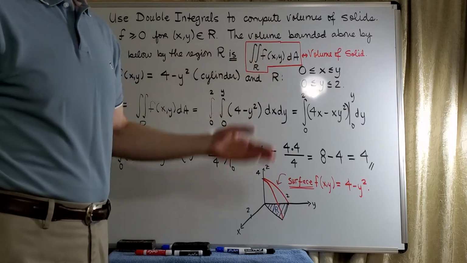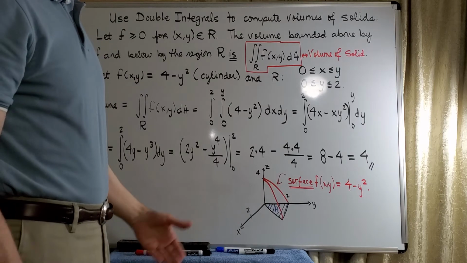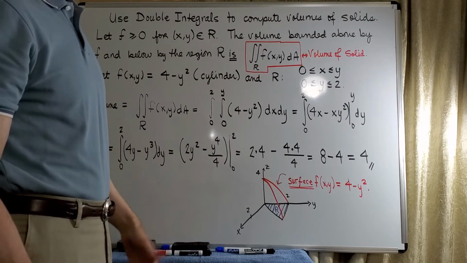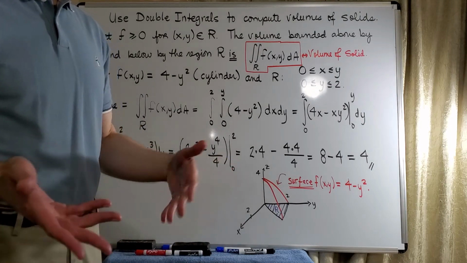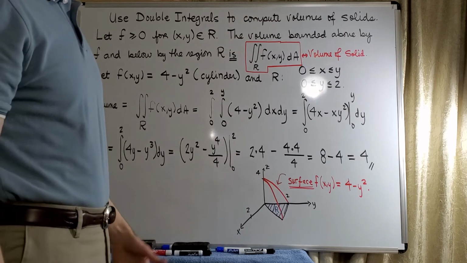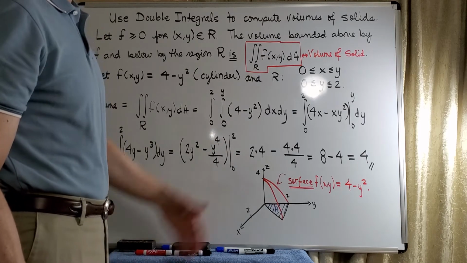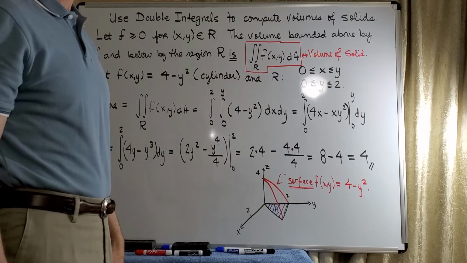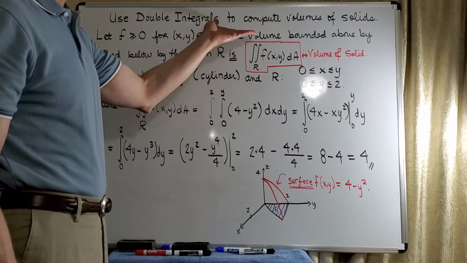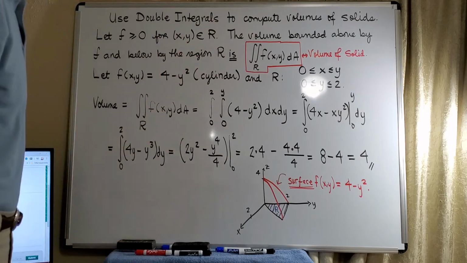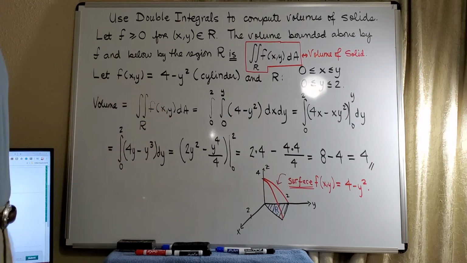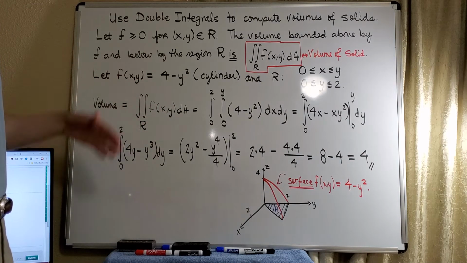And again, dA just represents the element of our area, and it could be dx dy or dy dx depending on how R is represented. So this is what we define to be the volume of the solid as we have it written here. Now let's just go ahead and use this formula for a particular f.